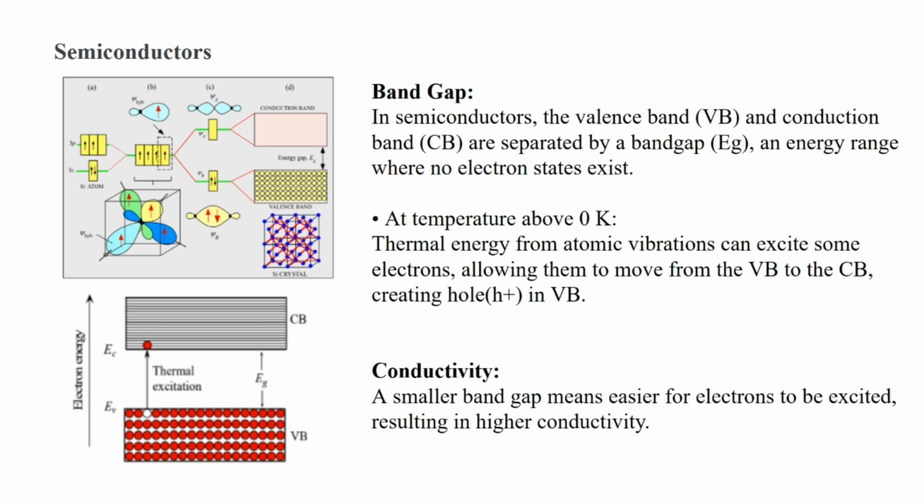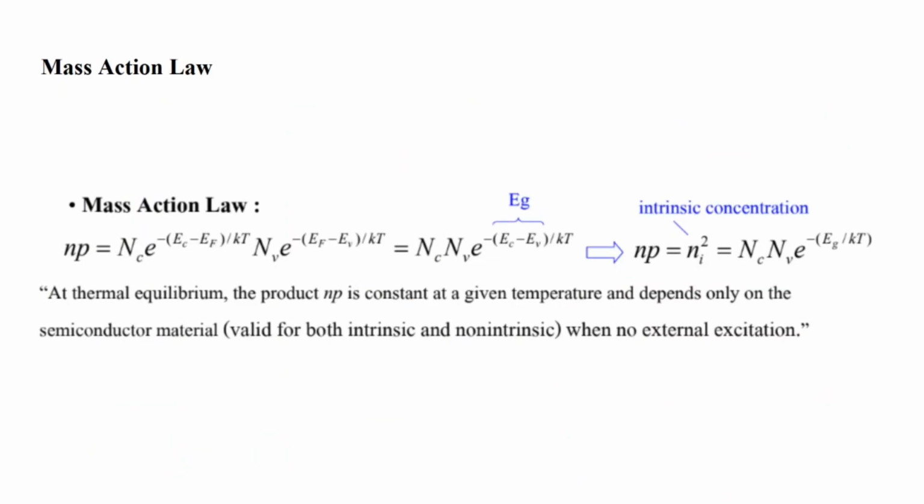The mass action law describes the fundamental relationship between the free electrons and the holes in the semiconductor at thermal equilibrium. In an intrinsic semiconductor, which is the pure material with no doping, electrons are thermally excited from the valence band to the conduction band, creating equal numbers of electrons and holes. So n equals p equals ni, where ni is the intrinsic carrier concentration.